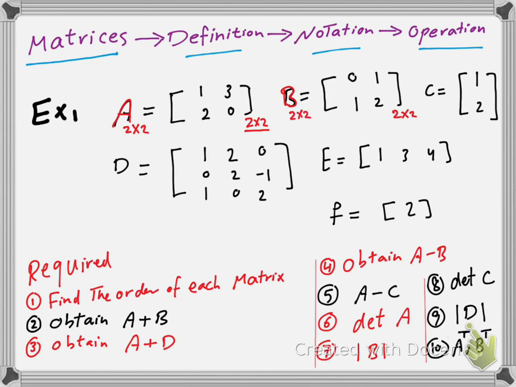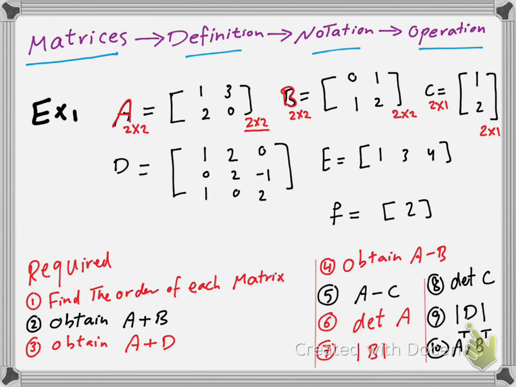Let's do the same but for matrix C. Then for matrix C, how many rows do we have? We have only 2 rows. And how many columns? Just 1. Then this will be 2 by 1. Then matrix C is of order 2 by 1, because we have 2 rows and only 1 column.